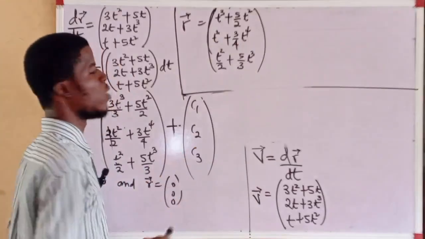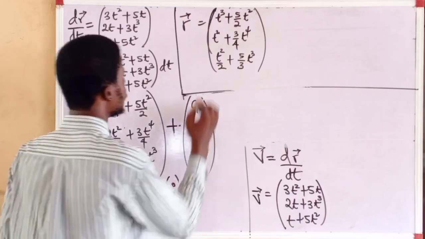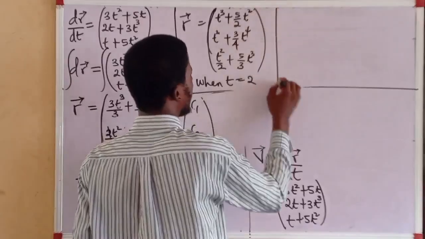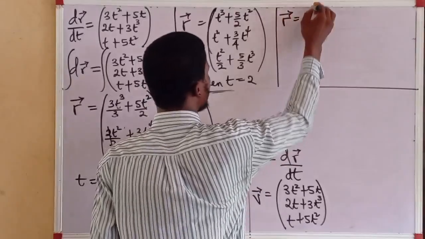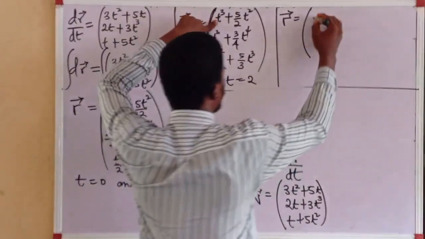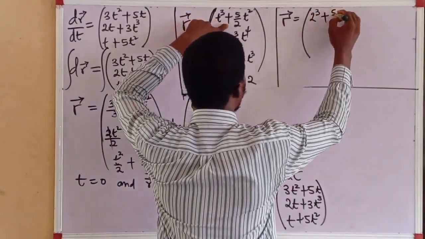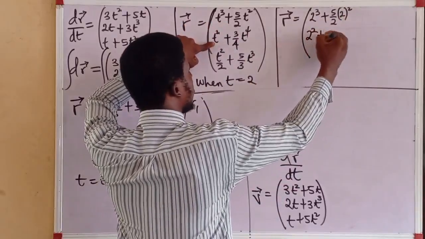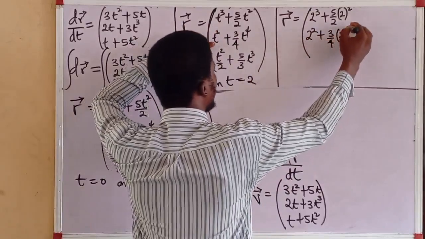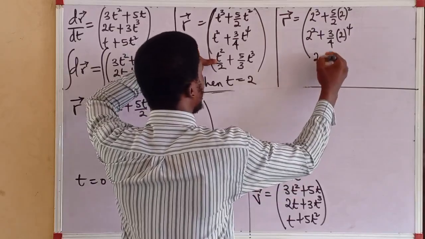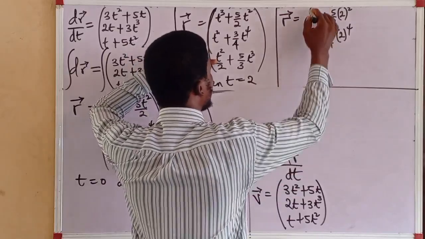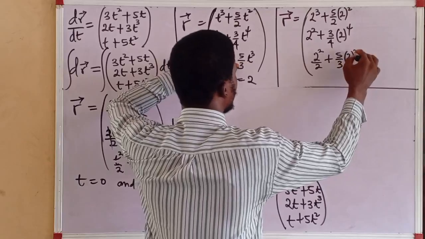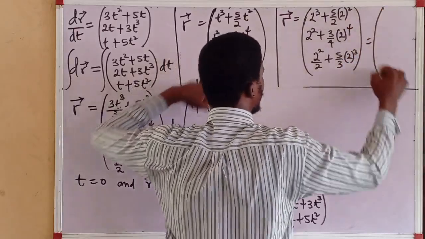The question says when t is equal to 2 seconds. So when t is equal to 2, the position of the particle is this. Let's plug in here: 2 to the power of 3 plus 5 upon 2 into 2 squared; 2 to the power of 2 plus 3 upon 4 into 2 to the power of 4; and 2 to the power of 2 upon 2 plus 5 over 3 into 2 raised to the power 3. So what's this equal to?